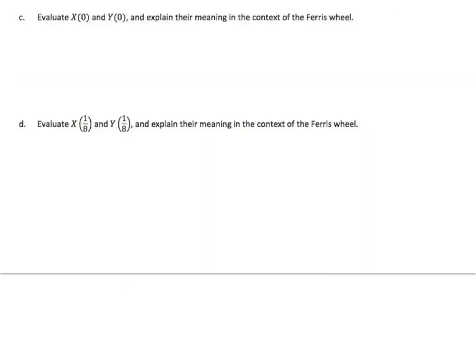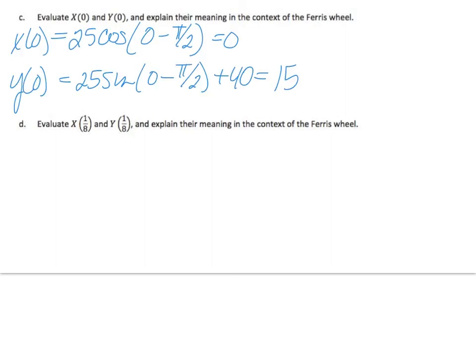Okay, evaluate x of 0 and y of 0 and explain their meaning in the context of the Ferris wheel. Hold on, let me write them down. Okay, there we go. Evaluated at 0, the x function is 0 and the y function is 15. All that means is when the wheel has not yet rotated, time is 0. We have not rotated at all. The co-height of the car is 0, and the height of the car is 15. This means that the car is at the bottom of the wheel.